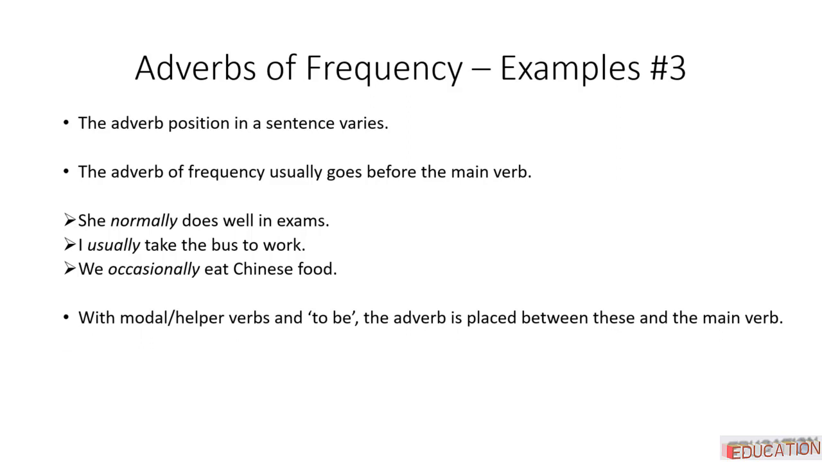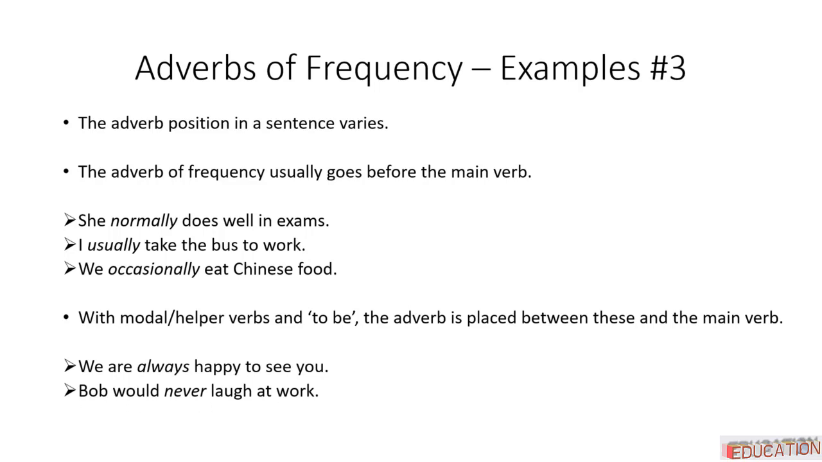But with modal or helper verbs and the verb to be, the adverb is placed between these verbs and the main verb. So we are always happy to see you. Bob would never laugh at work. Bill doesn't usually drink on a weekday. Now here you can see the modal helper verb and to be, the adverb next, and then the main verb.